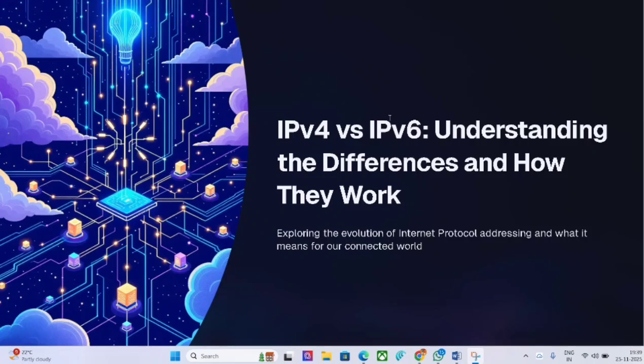Today I will talk about one of the foundational technologies of the internet: how devices get identified, connected, and how data travels, by comparing IPv4 and IPv6. So let us talk about the differences and the working of these two components.